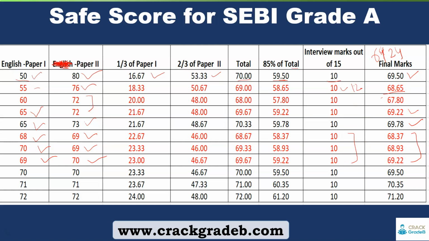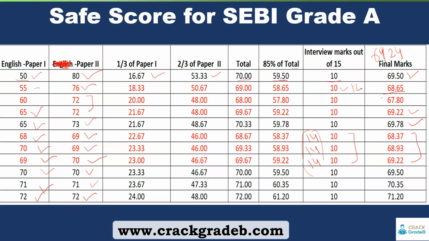But if you have scored more, if someone gets 14 marks out of 15, that will be very difficult, because in SEBI we have seen that the average score was 10. So based on that, you have to target at least 72, 71 and 70.